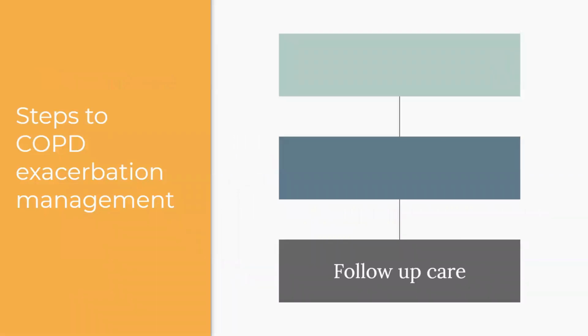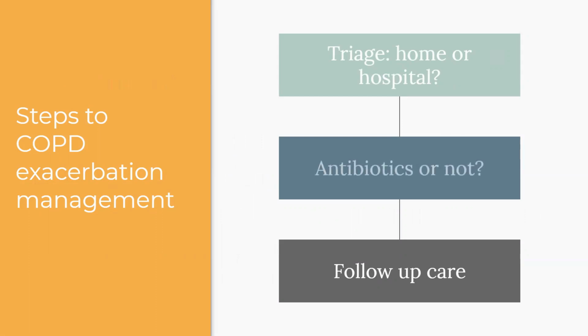So, I did not animate this slide very nicely. Number one is triage, home or hospital. Number two is deciding if you're going to treat them for an exacerbation. Do they need antibiotics? And number three is what is their follow-up care? So, all patients with COPD need these things.